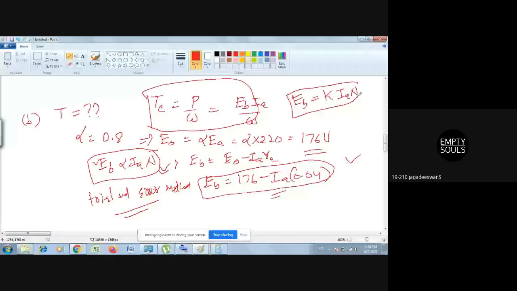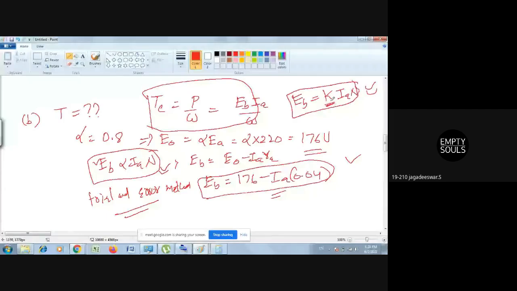What is the other equation? EB is directly proportional to IA into N, no, sir. But then you will get two speeds and a constant here, K. This is the equation actually. Now you have another third unknown there, K is there. Am I correct?